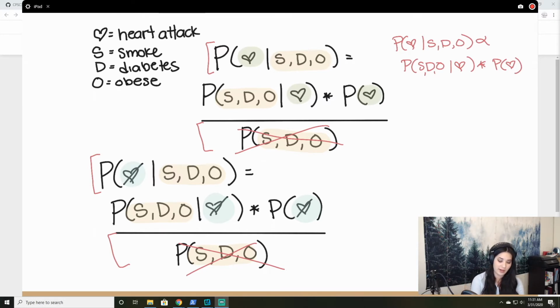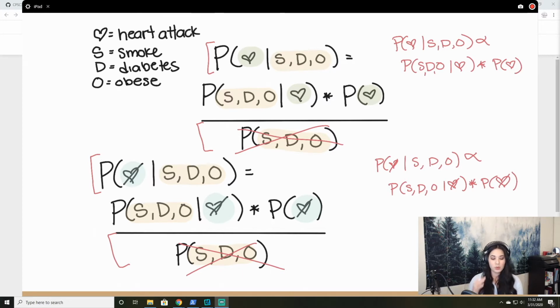And I'll just rewrite that over here. So then the probability of not having a heart attack, given that you're a smoker, diabetic, and obese, is proportional to the probability of being a smoker, diabetic, and obese, given that you did not have a heart attack, times the probability of not having a heart attack. So when we go and try and calculate these values, we're basically now focusing right on these two parts, the numerator of our Bayes theorem. And we can get these values from our data.